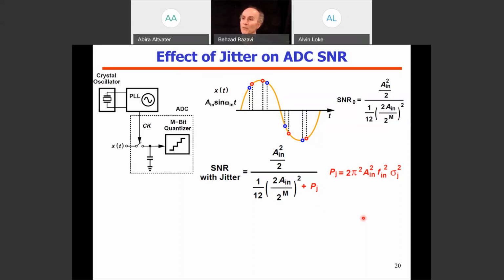Okay, so now that we have this, we can decide how much SNR penalty the A to D should take for jitter. So we have to quantify that. Are we willing to have a 1 dB of penalty, 2 dB of penalty, or more? And based on that, we can decide how much jitter we can tolerate.